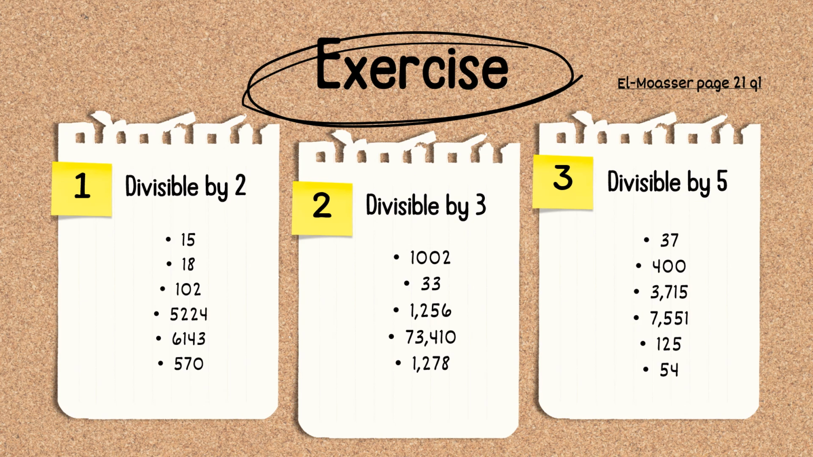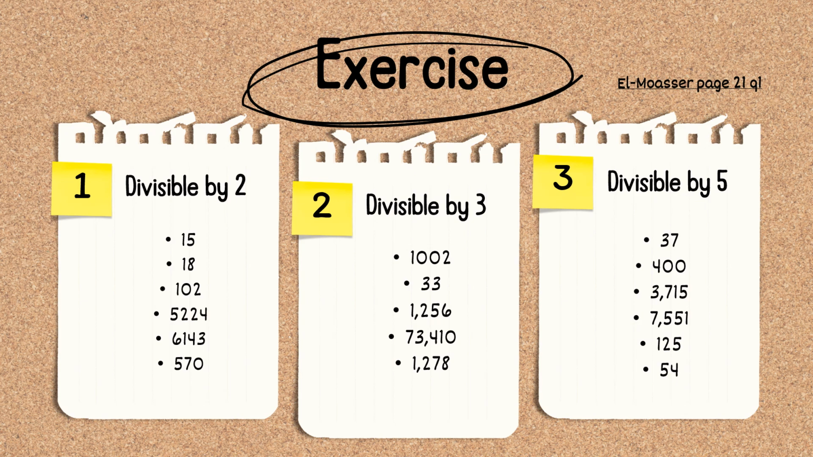5,224. It is what? Excellent, math champions. It is an even number and it also will be divisible by 2. 6,143. It is an odd number. It will not be divisible by 2. 570. It is an even number. It will be divisible by 2. Move to the next question.